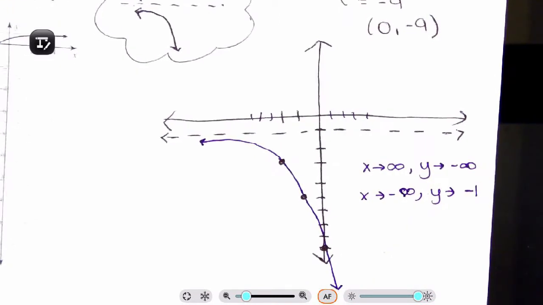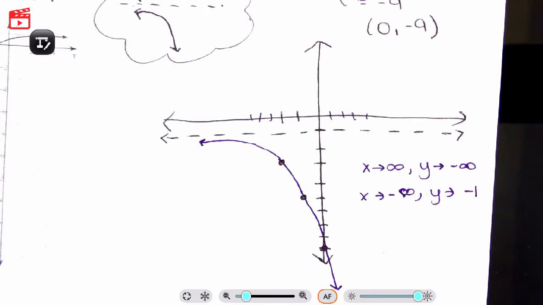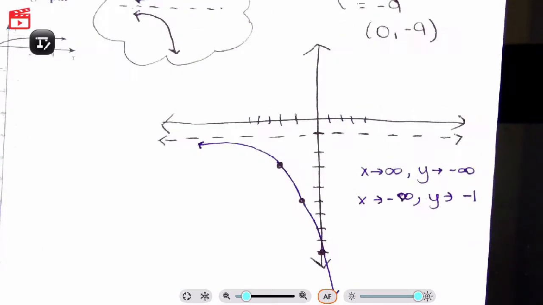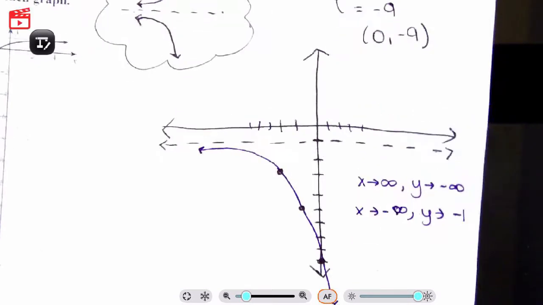When you are graphing, you need 3 points: your reference point, your secondary reference point, and then the third point that you need is your y-intercept. Sometimes you'll have one of the reference points be the y-intercept. In that case, you get lucky.